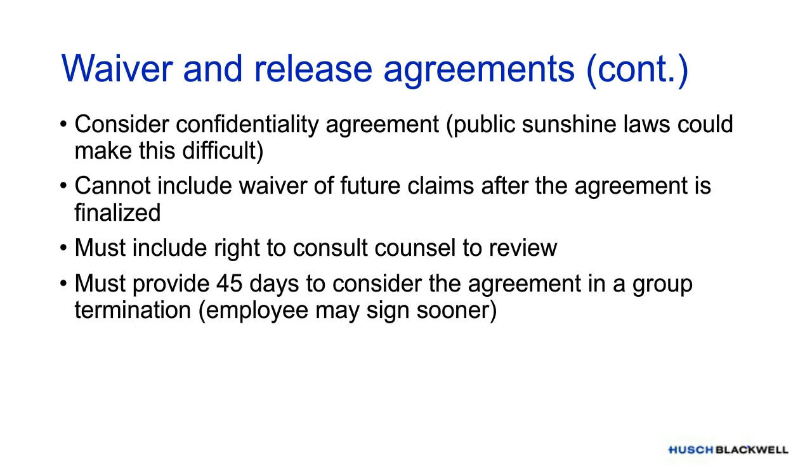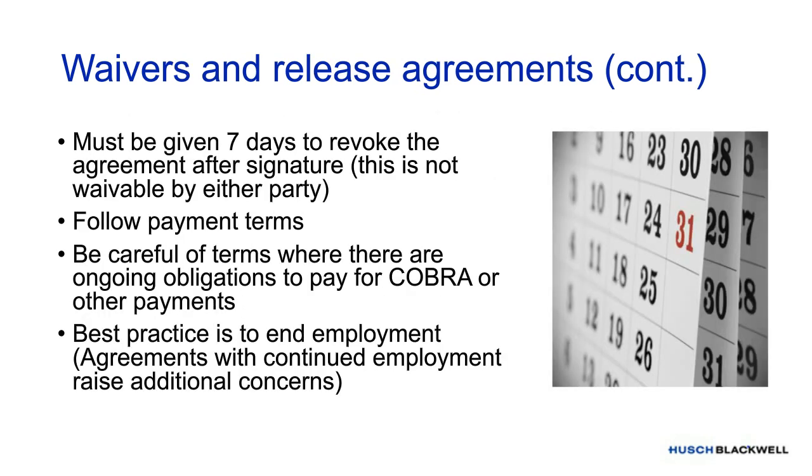Remember that you can't include a waiver of future claims, and you should include the right to consult legal counsel and provide 45 days to consider the agreement in a group termination, although the employee can sign at any time. And then for individuals over the age of 40, they also must be given 7 days to revoke the agreement after signature. You'll want to make sure that you review and follow all payment terms, especially when COBRA benefits and ongoing benefits apply. Sometimes those can get lost in the mix of your benefits group and the people who are negotiating and authorizing and signing the severance agreement.